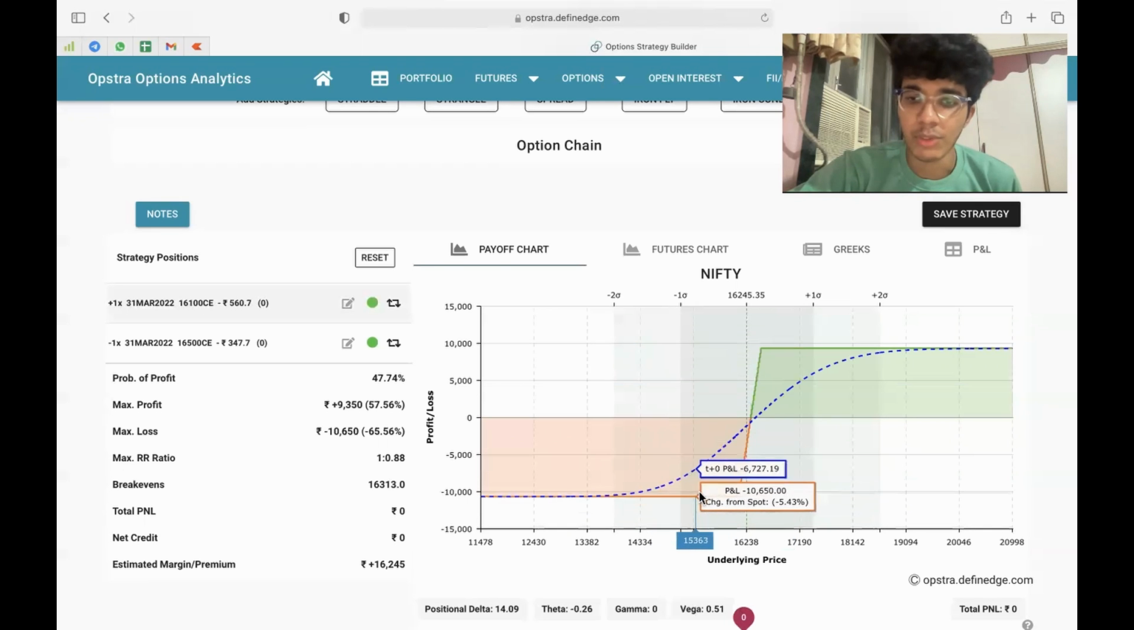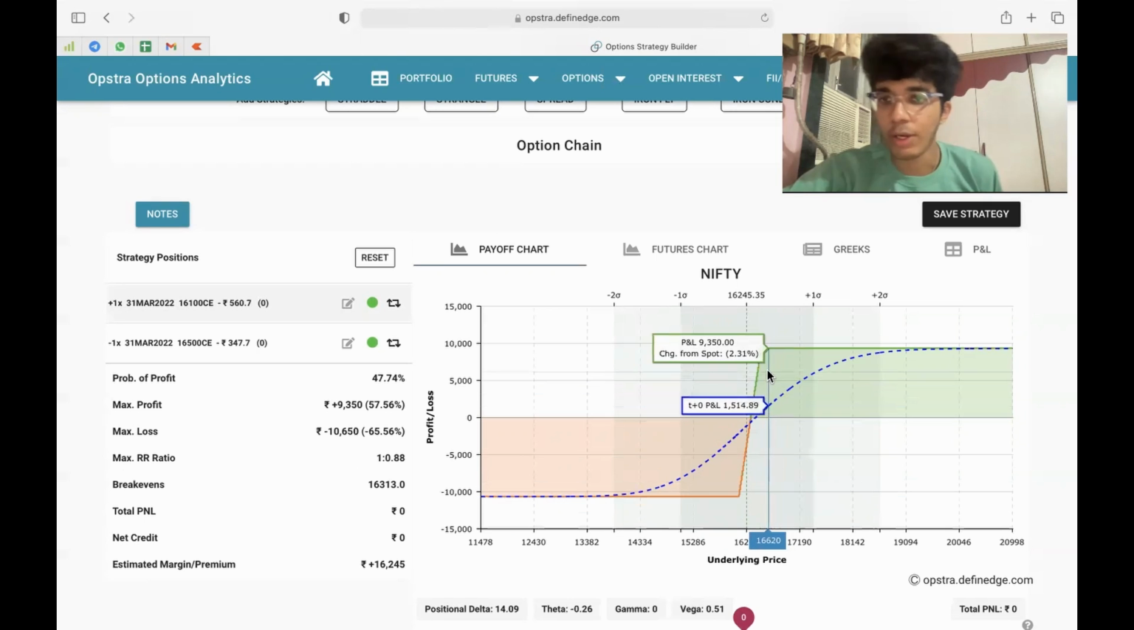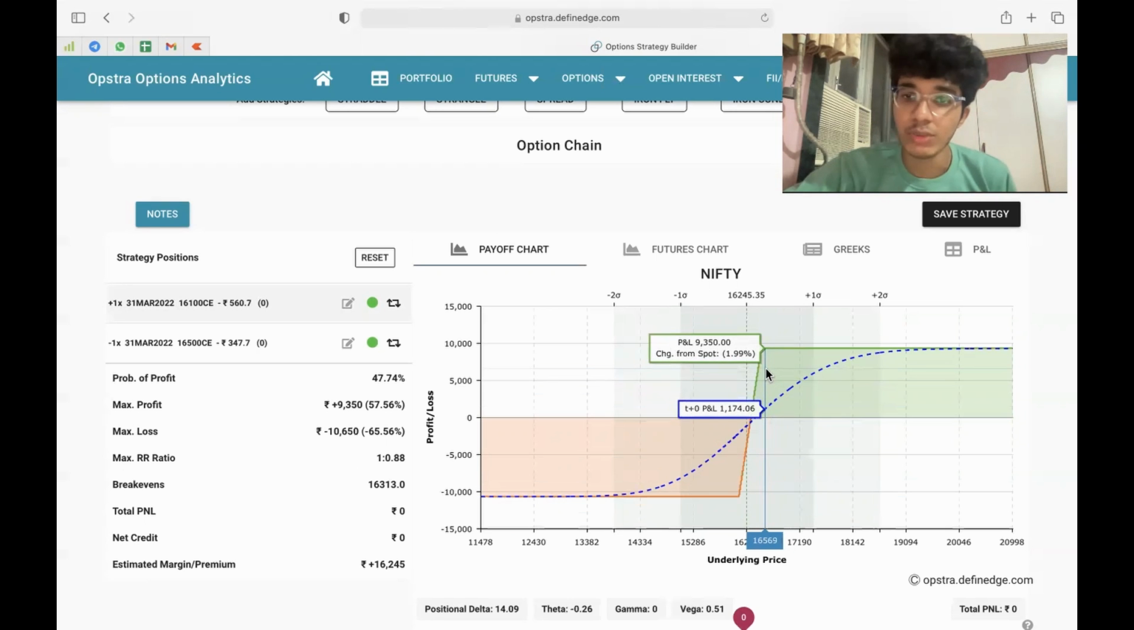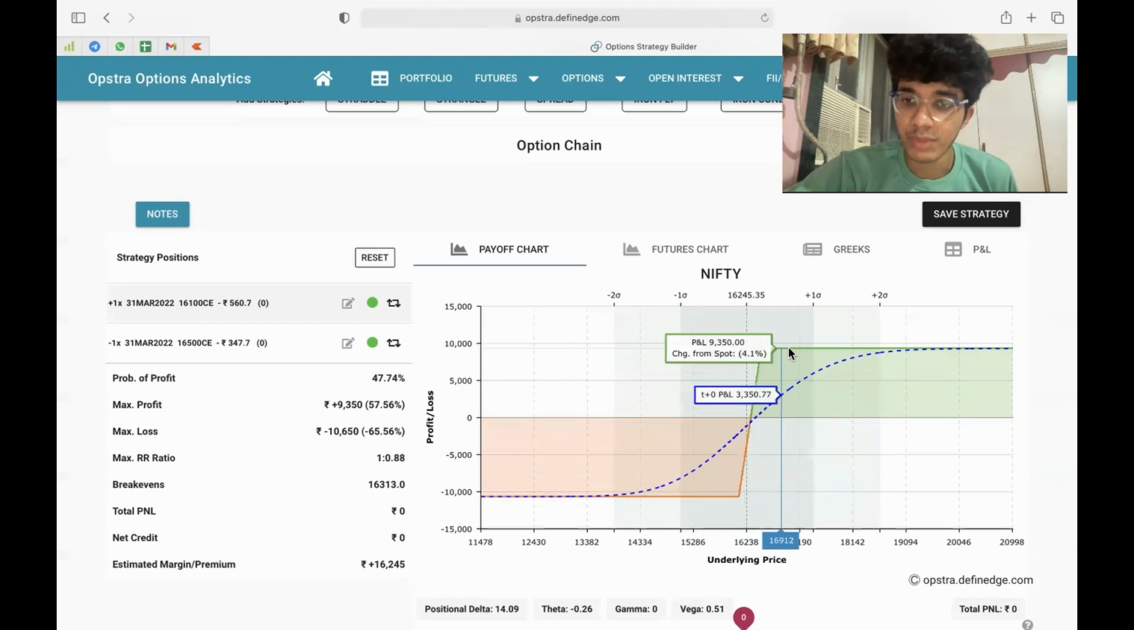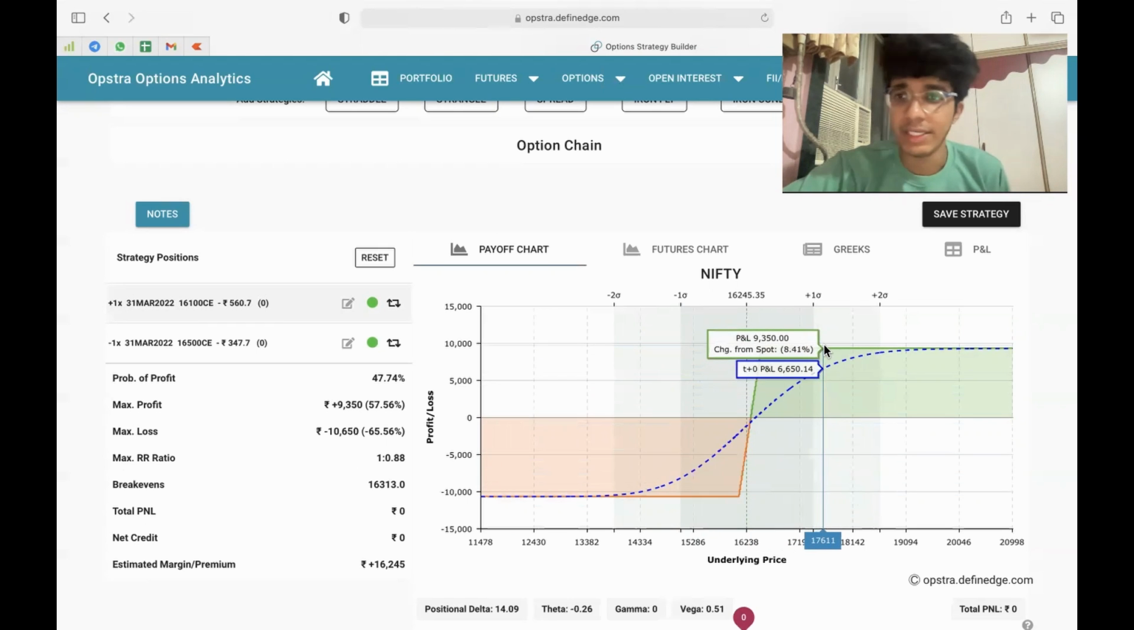But as your profit increases, your max loss is also increased, to 10,650. My point being that the more bullish you are, the more in the money you can go. That is how the profit increases.